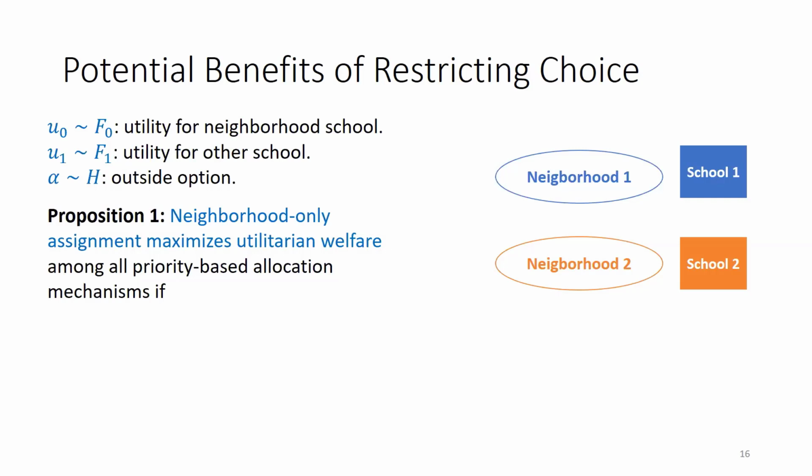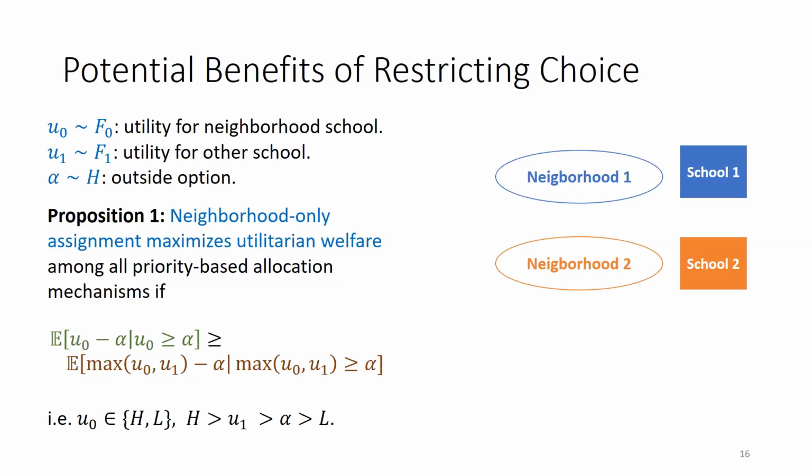So the left-hand side here is the expected value of U0 minus alpha conditional on U0 greater than or equal to alpha. Think of this as the benefit to a neighborhood applicant. On the right-hand side, this is a similar expression where U0 is replaced with the maximum of U0 and U1. Think of it as what happens when we open up enrollment. So each student is picking their favorite school, and the applicants are those who like one of these schools better than their outside option.